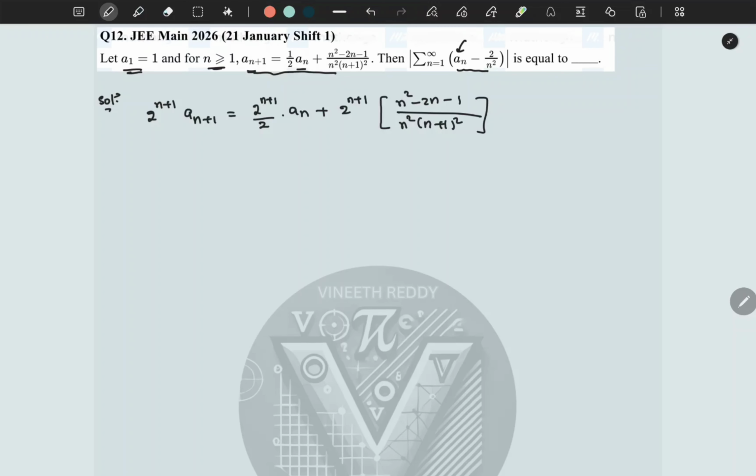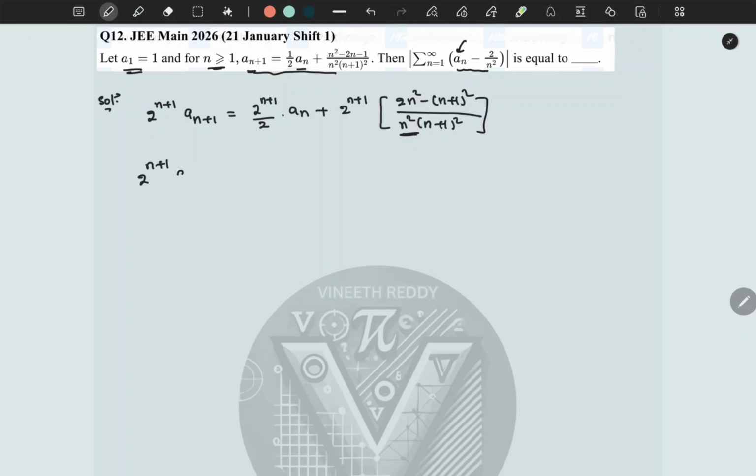Acha, here also dear students, shall we write the numerator as 2n square minus n plus 1 whole square? Just think about it. You may wonder why I am writing this: because I'm trying to write the numerator in terms of n square and (n plus 1) whole square, right? I hope you are with me.